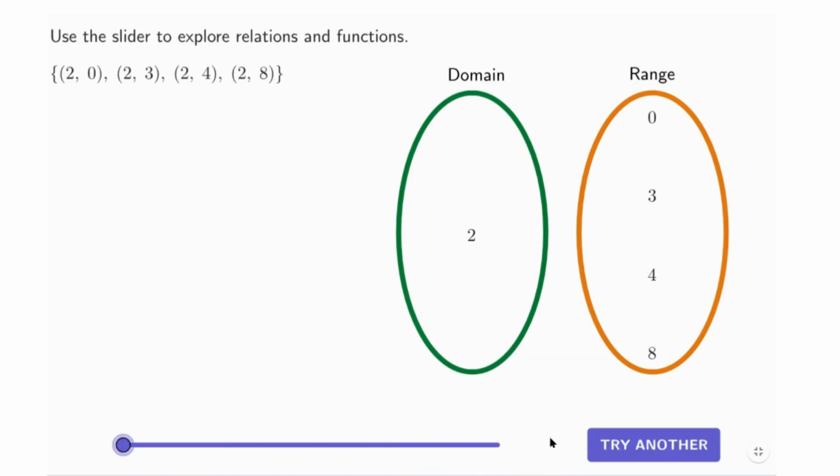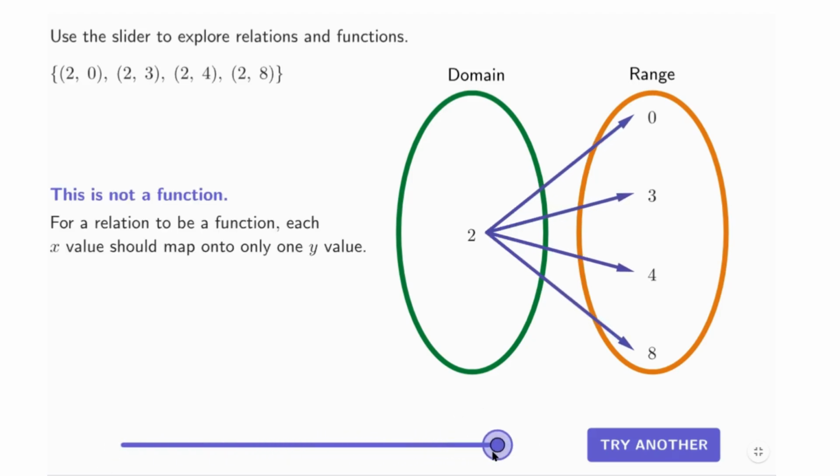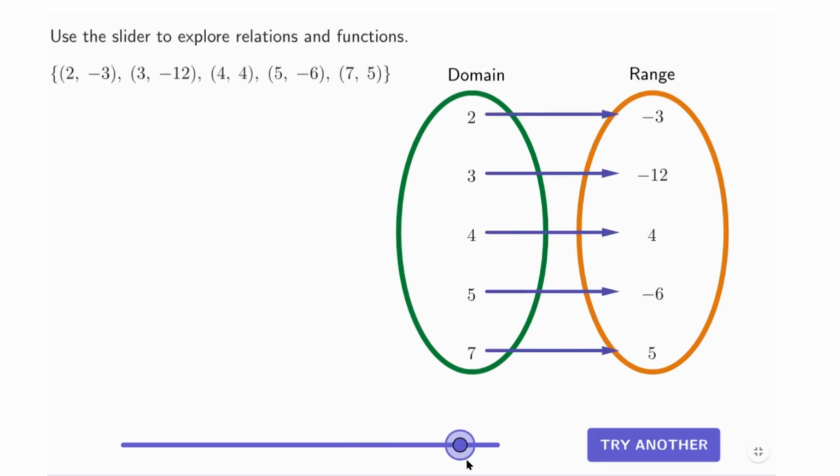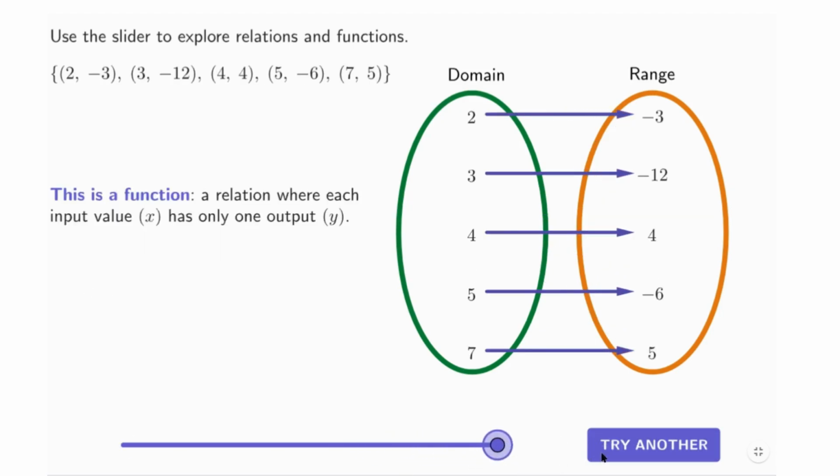Here's what to look for. 1. Does each input have a single output? If so, it's a function. 2. Are any inputs connected to multiple outputs? If yes, it's a relation but not a function.